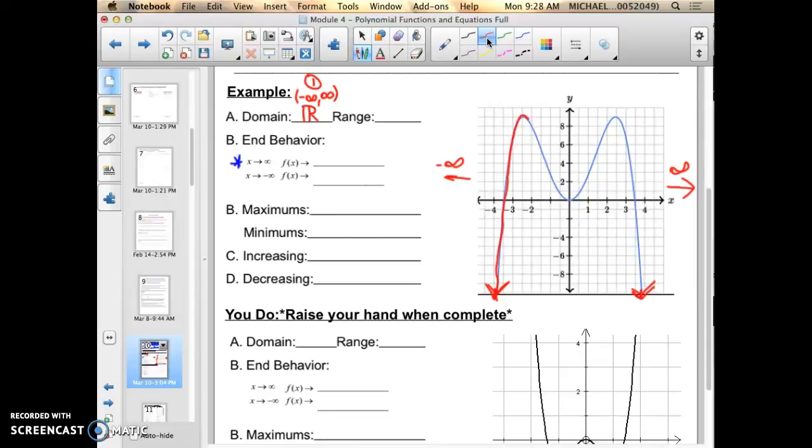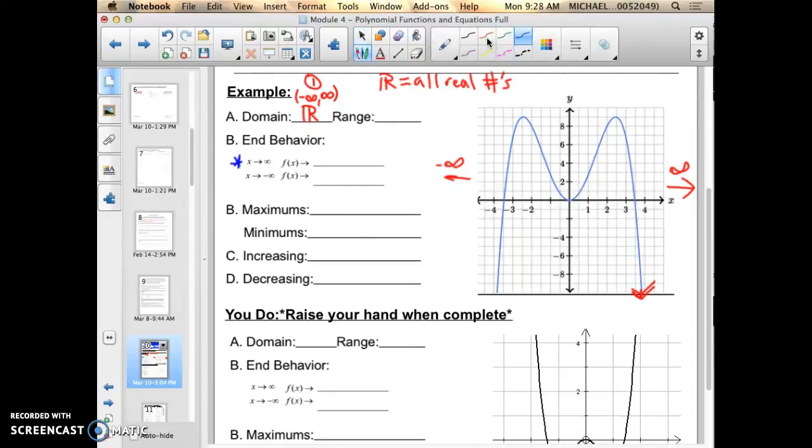All real numbers, and that looks like a funny R. All that means is all real numbers satisfy this domain. So I'm done with the domain, the leftmost point to the rightmost point. Now the range is a little bit different. It's still the same thought process. I'm going to erase what I did for the domain, or at least that part.